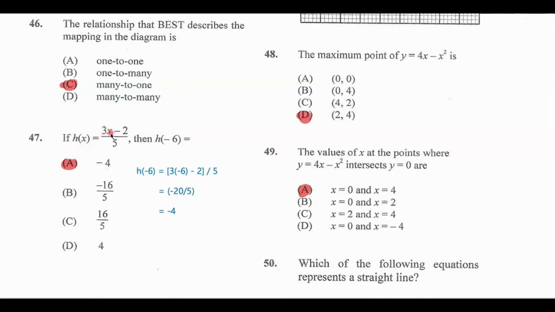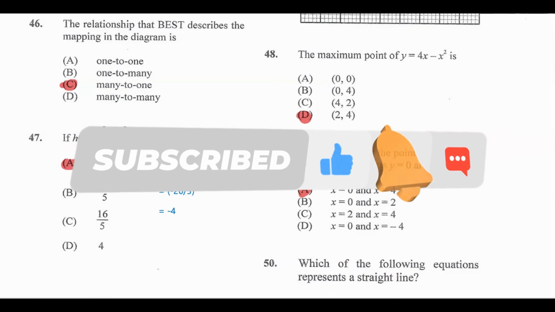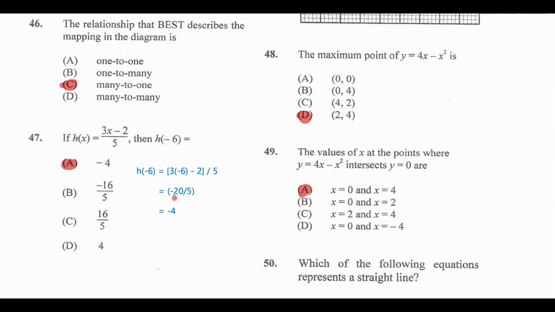47, h of x is 3x minus 2 over 5, find h of minus 6. So replacing x with minus 6, it's 3 by minus 6, minus 2 over 5. That's minus 18 minus 2 is minus 20 over 5, that's minus 4. Again, with the minus 18 minus 2, the signs are the same, so you add the two numbers, 18 and 2 is 20, then you put the minus in front, that's why you get minus 20. Divide by 5, you get minus 4. Okay, A.